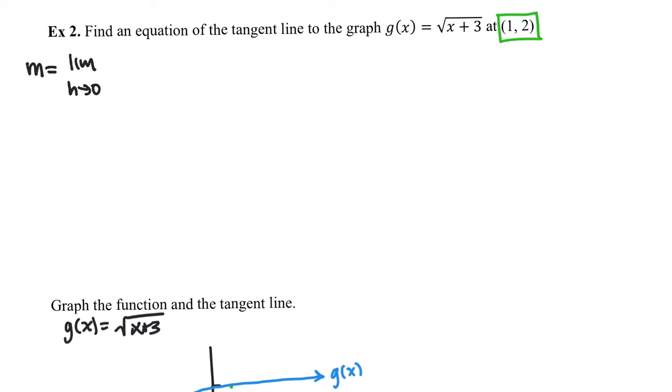Okay, g of x plus h is going to be the square root of x plus h plus 3. Let me subtract g of x. And then the entire thing is over h. I do have to do something for it because right now it's indeterminate. Okay, I'm going to multiply by the conjugate.